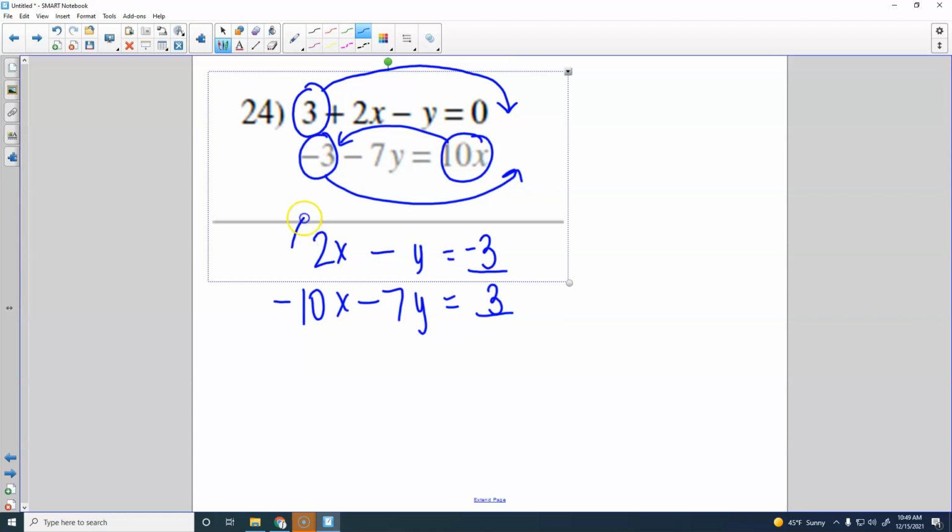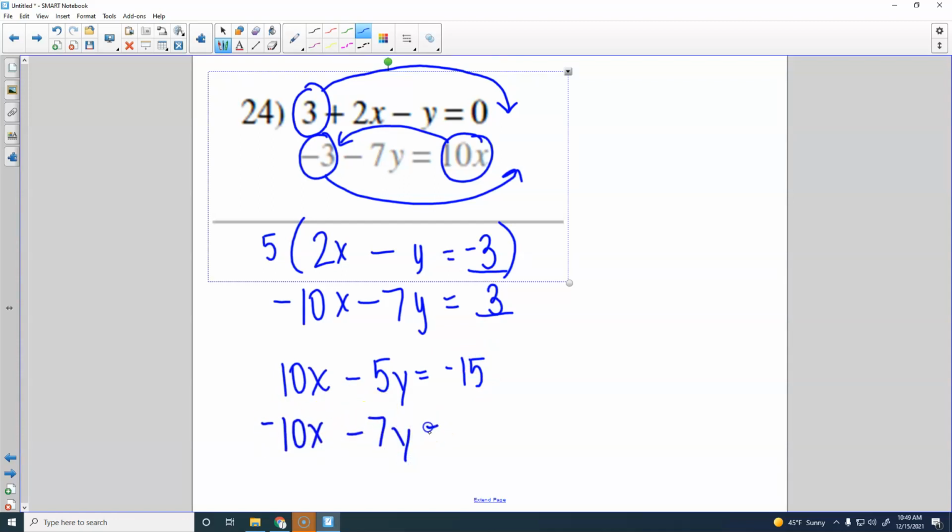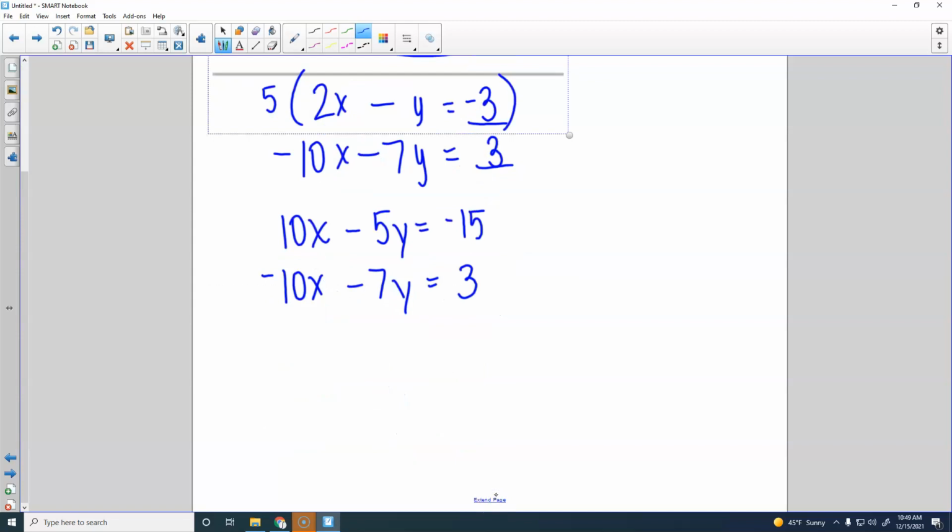We could multiply this top equation by 5. Or you could multiply that top equation by a -7 if you want to cancel the y's, but let's do 5 like you said. So we will get 10x minus 5y equals -15. And then we'll get -10x minus 7y equals 3. So this is one where, kind of like you were doing yesterday, you can just multiply one equation. I chose 5 because 2 times 5 would give me 10, which would cancel with that -10x in the bottom.